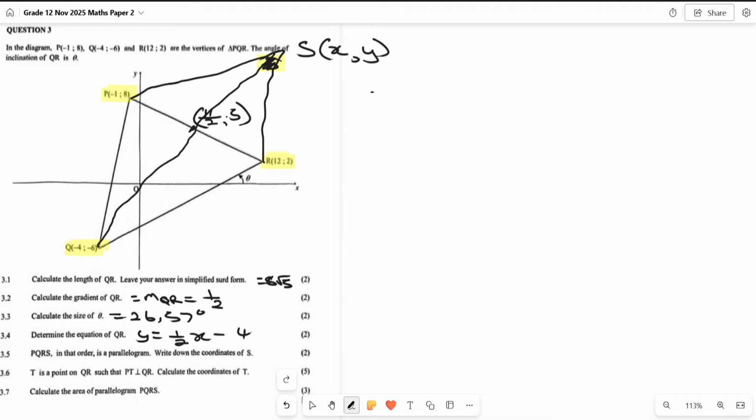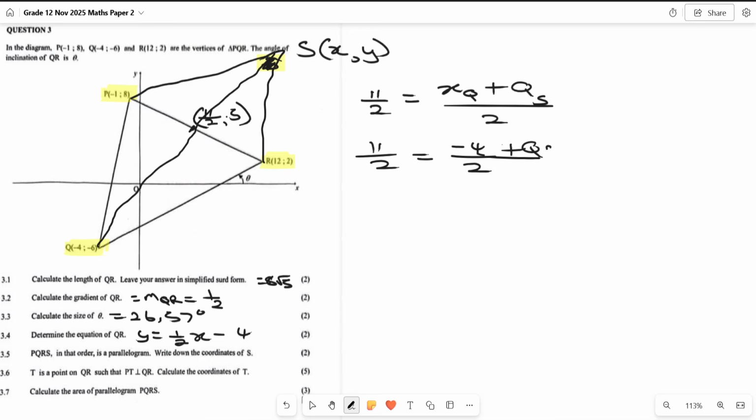So if x is equal to 11 over 2, that means that over here we need to have x of Q plus the x of S, like this, and then we divide that by 2. You understand? So we're going to have 11 over 2 is equal to x of Q, which is minus 4, plus x of S, over 2. Remember, we're adding Q and S there. Now what happens? We're going to multiply 11 over 2 times 2, which is going to be 11, is equal to minus 4 plus x of S.